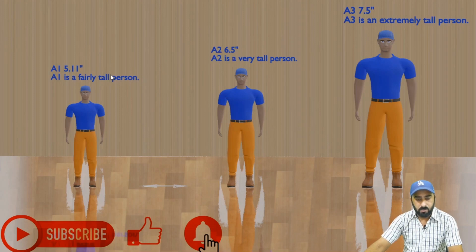Firstly, we see A1 is a fairly tall person, because he is 5 feet 11 inches, and A2 is a very tall person, because he is 6.5 feet. If we move on to the A3 model, we see A3 is an extremely tall person, because he is 7.5 feet. I mean to say that tall is an adjective. You can see in every sentence tall is an adjective and person is a noun.